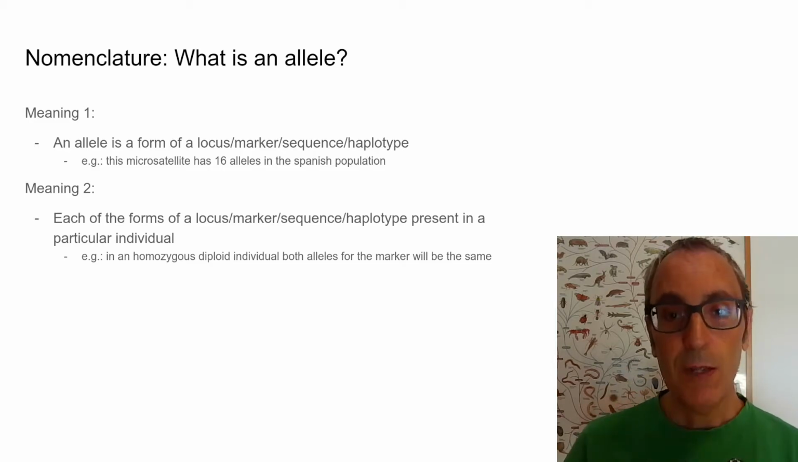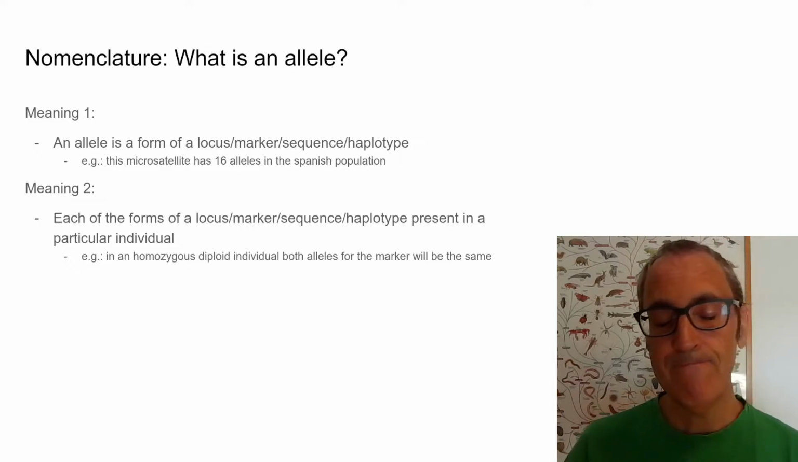In the first meaning, what we are talking about is all the forms present for a marker or a sequence or a haplotype, in general a locus in a population. In the second meaning, we are talking about which forms are present in a particular individual, and these forms can be the same if the individual is homozygous. In general, the nomenclature in genetics is quite confusing. That is why I like to clarify a little bit the nomenclature before we start.